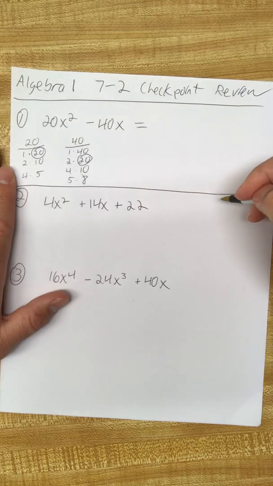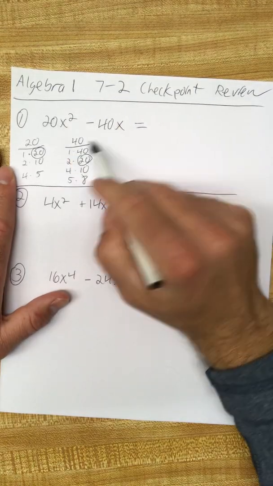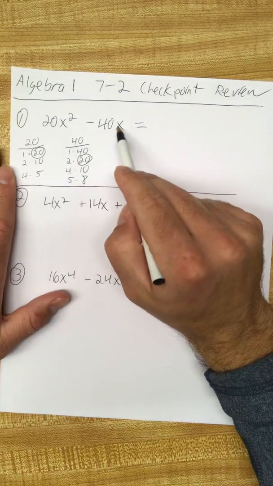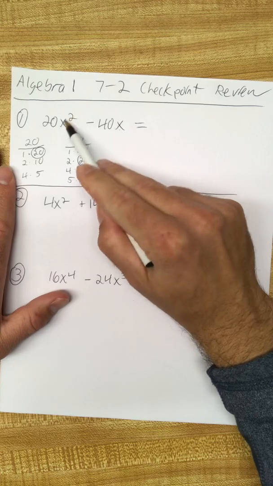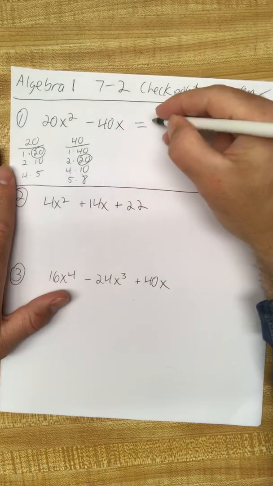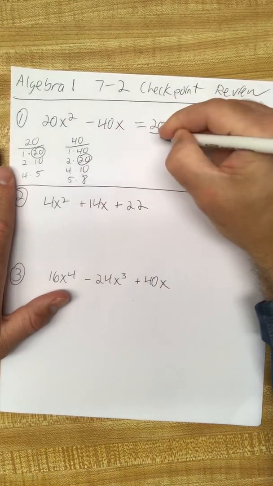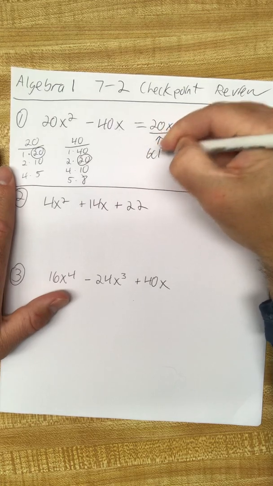We can factor out a lot here. And then you have x squared and x. Your GCF, again, is going to be the smaller of the two. You think, here I have x squared, here I have x. I can only take 1 from each. So 20x is going to be my GCF.